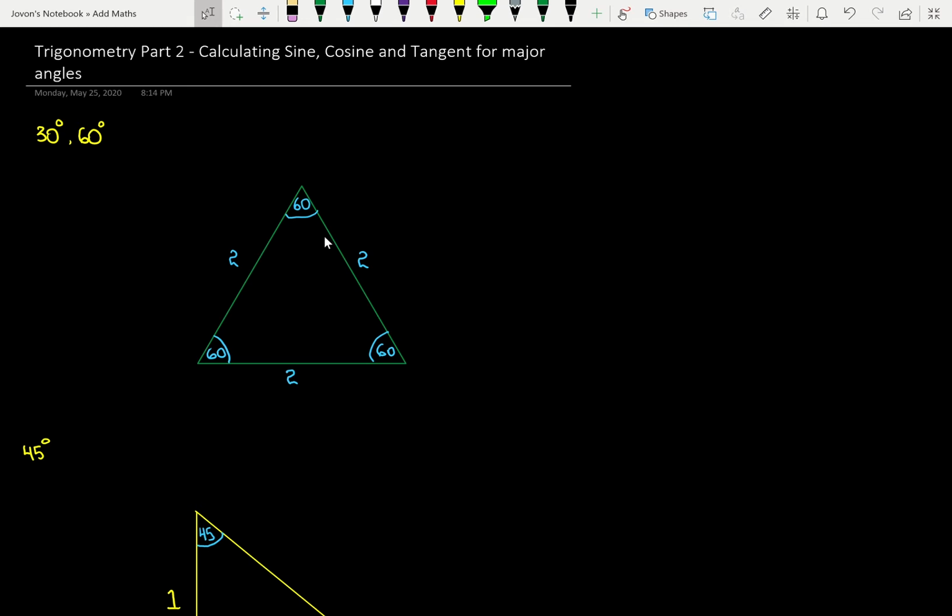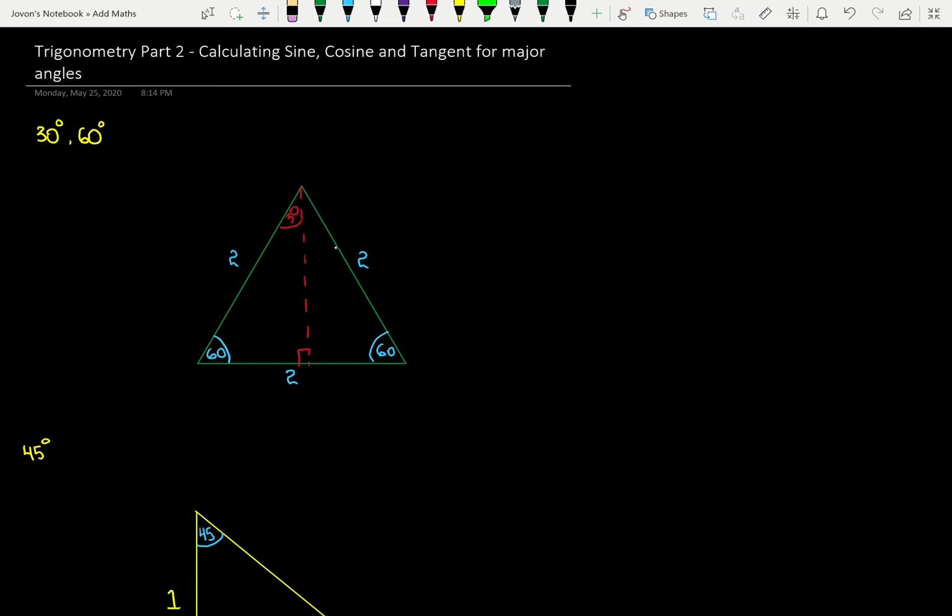Firstly, how we do it is we start with a triangle. In this triangle, we're going to use an equilateral triangle, and each side is going to be of length 2. Notice that all the angles are 60. We're going to draw a line coming down directly in the middle. Notice now here it's a 90 degree angle. If we split 60 in two, this angle is actually now 30 degrees.